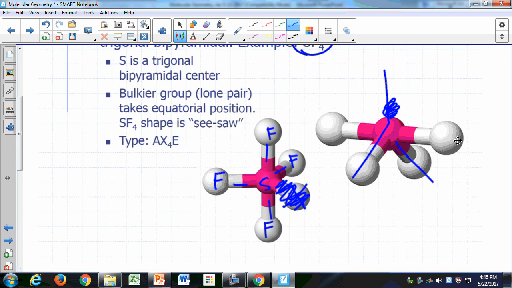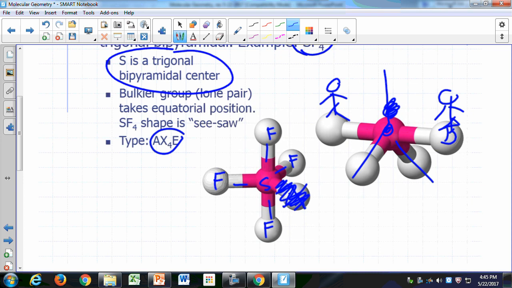So here's the fulcrum right here where the sulfur is, and here's Jack, and here's Jill over here. Okay, so you say that SF4 is type AX4E. The sulfur is still a trigonal bipyramidal center because there are 5 groups sticking out of it. But the shape of the molecule itself, the SF4 molecule, we say, has a seesaw shape. Okay?